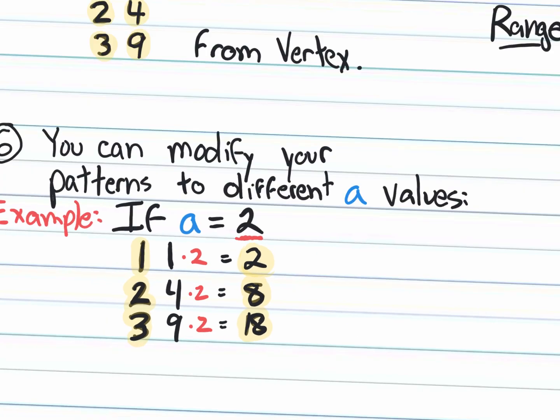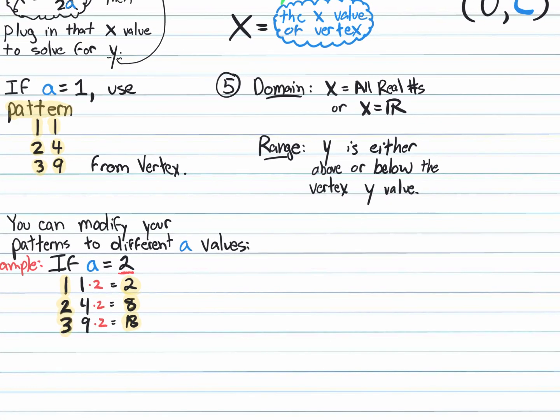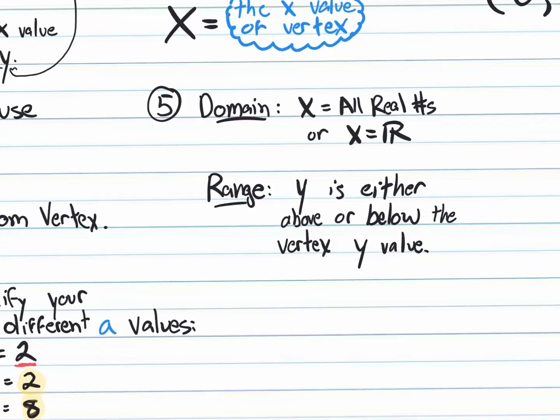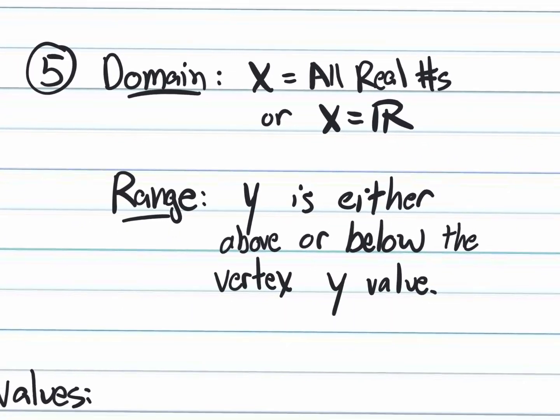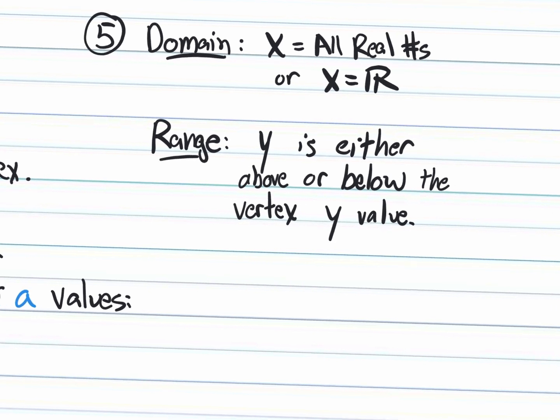Anyway, last but not least, domain and range. The domain of any parabola is x equals all real numbers, and the range of any parabola is going to be y is either at or above the vertex y value, or at or below the vertex y value. So whatever your vertex is, it's at that. It's either going to be y is greater than or equal to the vertex y value, or y is less than or equal to the vertex y value, depending on if the parabola is opening up or down.